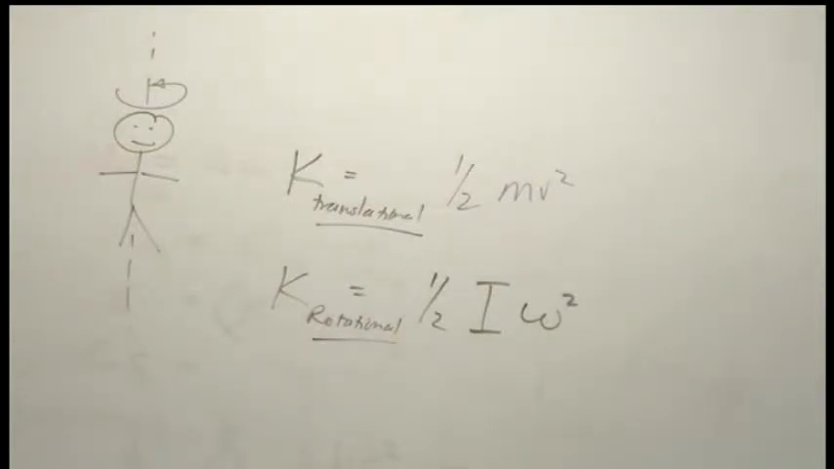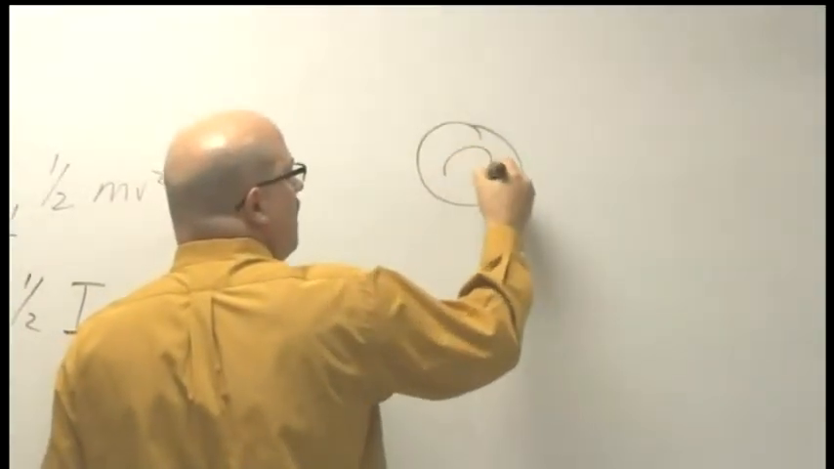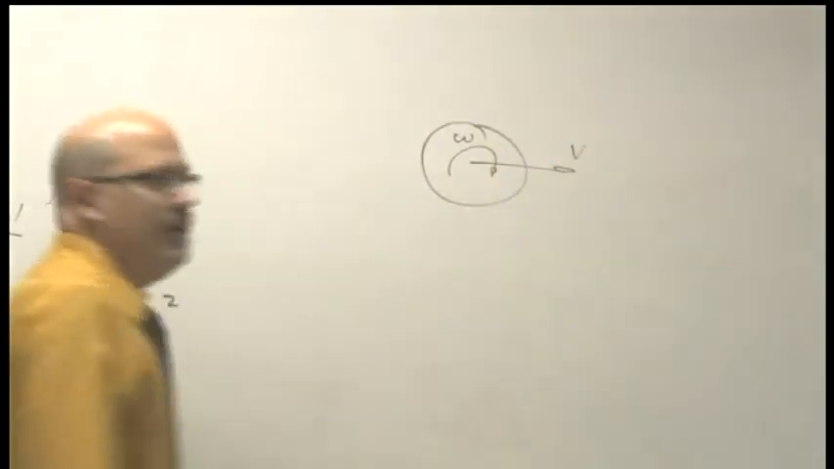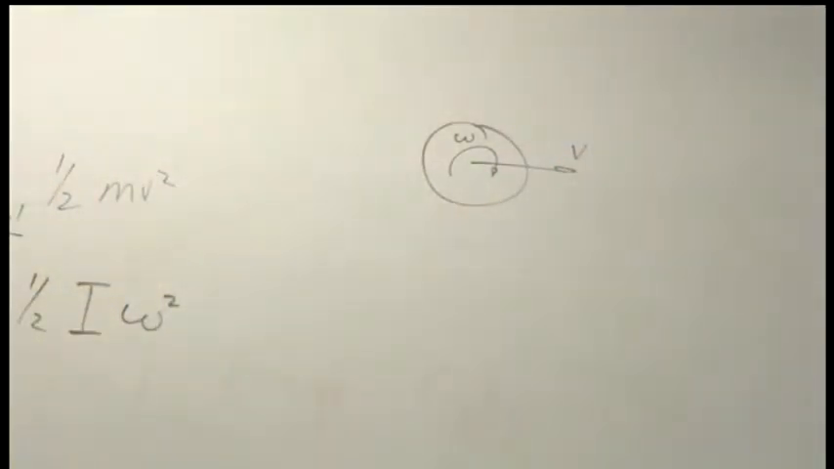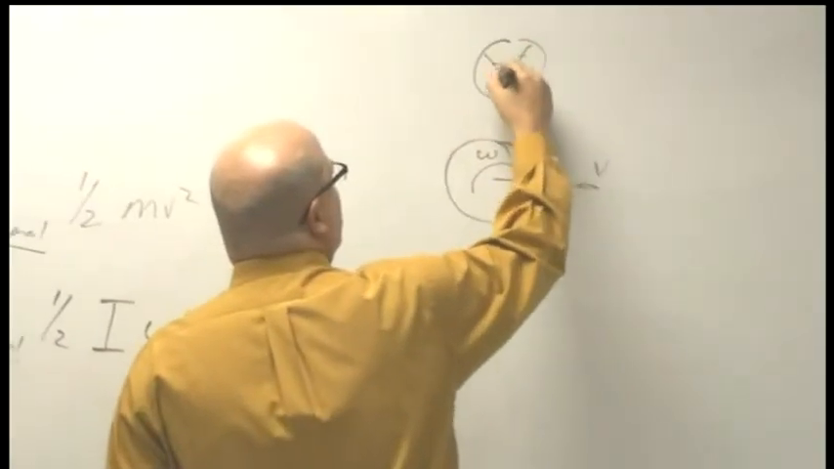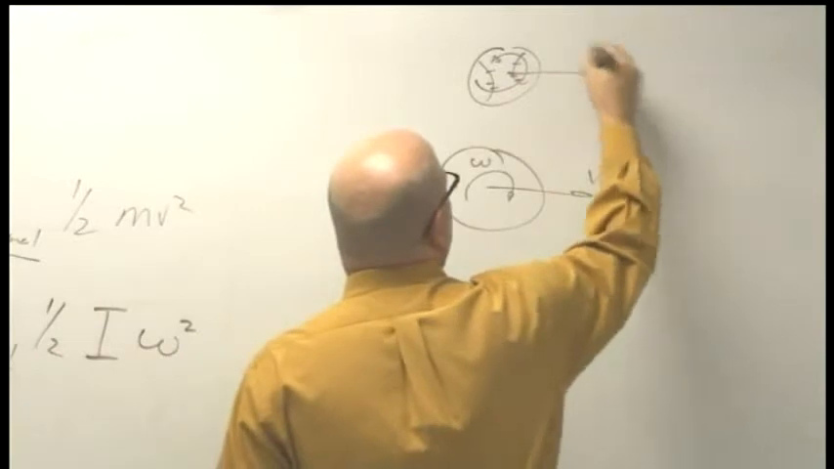Now, my question though is, can you have both at the same time? Sure. Yes. You bet. A very good example is a tire. A tire is rolling along as it translates. Also, someone said a baseball. Sure, a baseball is, say, spinning while it moves.